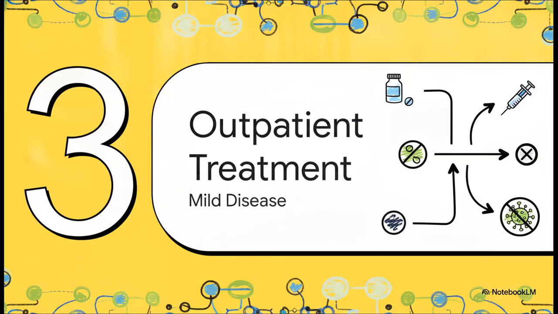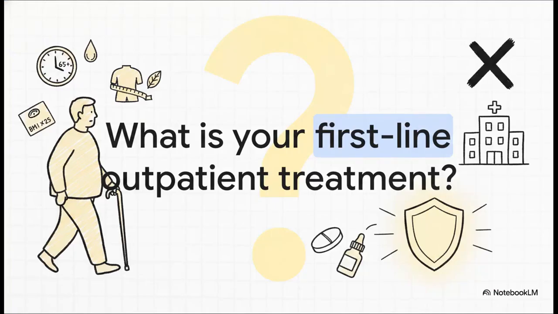All right, let's shift gears to Section 3, Outpatient Treatment for Mild Disease. This leads us straight into the most highly tested material on your boards, the specific pharmacological treatment algorithms. But before we map out the options, let's test your active recall. Imagine a patient walks into your clinic.